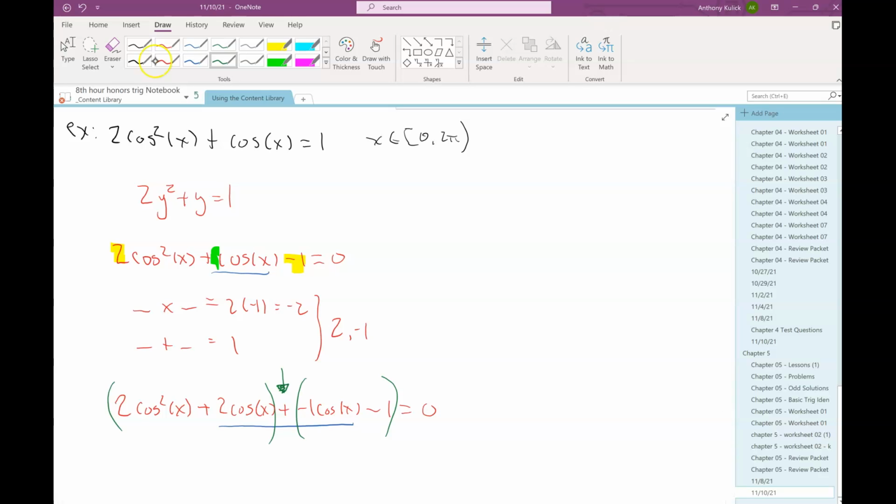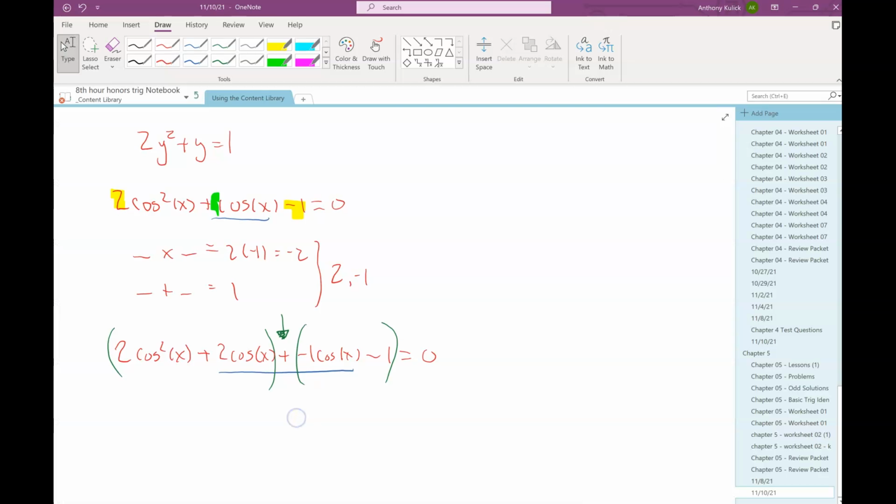From the first group, we look for a greatest common factor. What's the greatest common factor there? 2 cosine x. Those variables matter. Which leaves me with cosine x plus 1. Everybody good there? Yep. From the second one, what do we get? What's the greatest common factor?